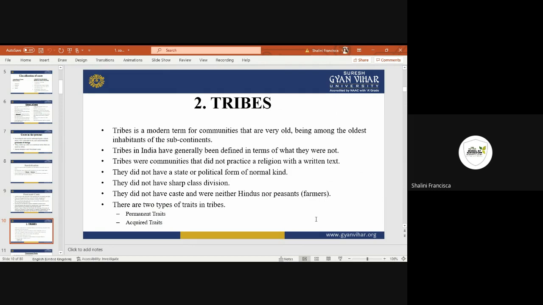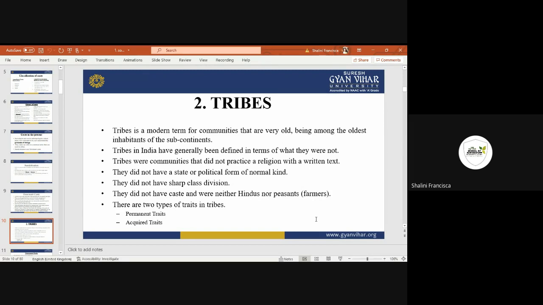They do not have a state or political form of the normal kind. They do not have sharp class divisions, like this is what Brahmins are, this is what Kshatriyas are, Vaishyas, Sudras. They don't have this kind of class division. So they do not have caste and were neither Hindus nor peasants. They did not fall in most of those categories, and they were not farmers either.